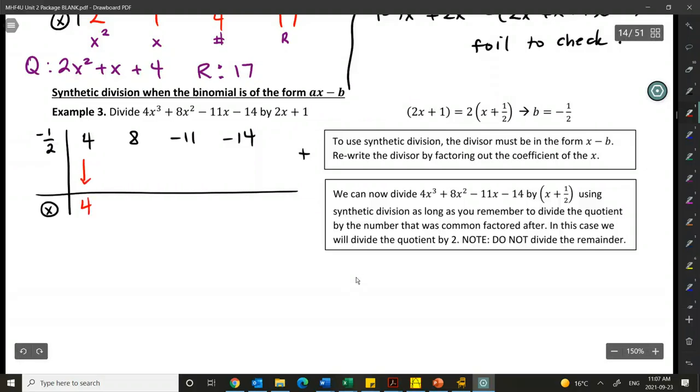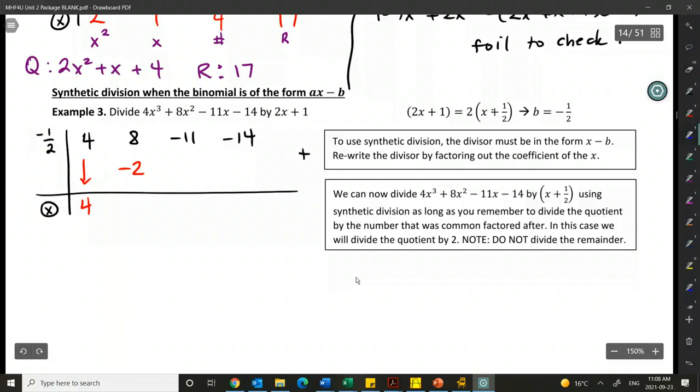Drop the first term, then multiply. So negative half times 4. In other words, if I'm multiplying by negative half, I'm taking 4 and I'm dividing by negative 2, right? Multiplication by negative half and division by negative 2, that's the same thing. So what's 4 divided by negative 2? Negative 2, write the answer up here.